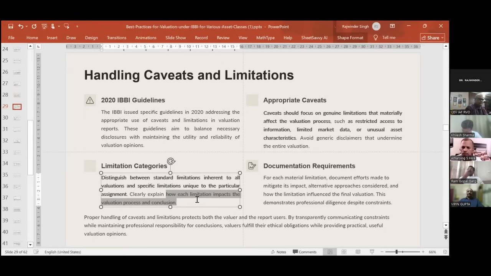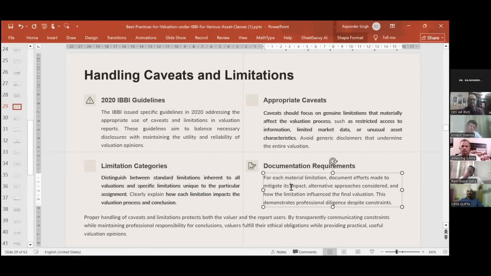So it is not only that you have to mention these caveats and limitations, but at the same time, you have to prove yourself with the documentation. So for each material limitation, document efforts made to mitigate its impact, alternative approaches considered, and how the limitation influenced the final valuation. This demonstrates professional diligence despite constraints.